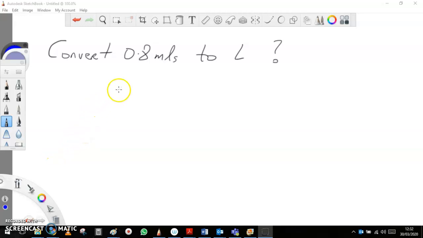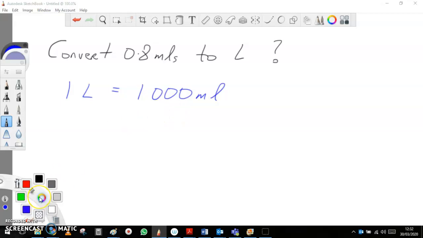Now we're converting 0.8 mils to L. Big L is litres. Right, so 1 litre equals 1000 millilitres. So that's our key. Okay, so in this case we're asked to convert mils to litres. So we're going from mils to litres, and you can see that when you go from mils to litres, the 1000 goes to 1. We're dividing by 1000.